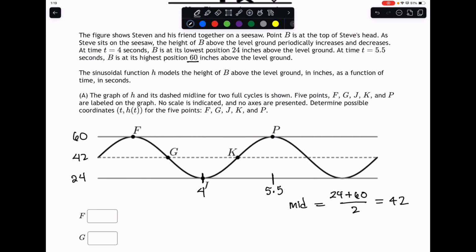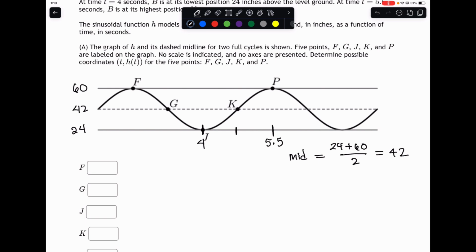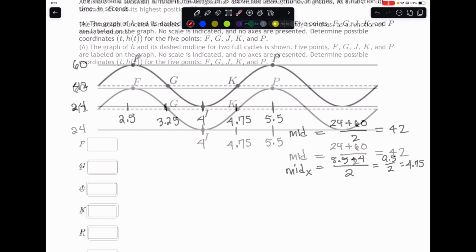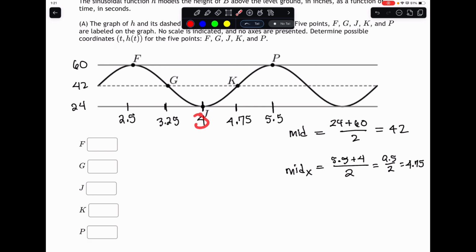The x coordinate of point K is exactly in the middle between those two. The way we figure out the middle between 5.5 and 4 is the same thing as how I figured out the midline between 60 and 24. I'm going to add these two quantities and divide that answer by 2. So that's going to be 4.75. As you can see, the x values are increasing from one point to another in increments of 0.75.